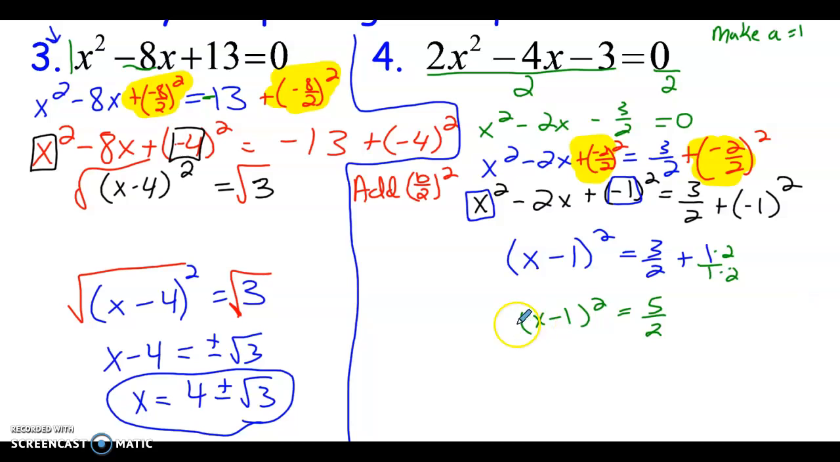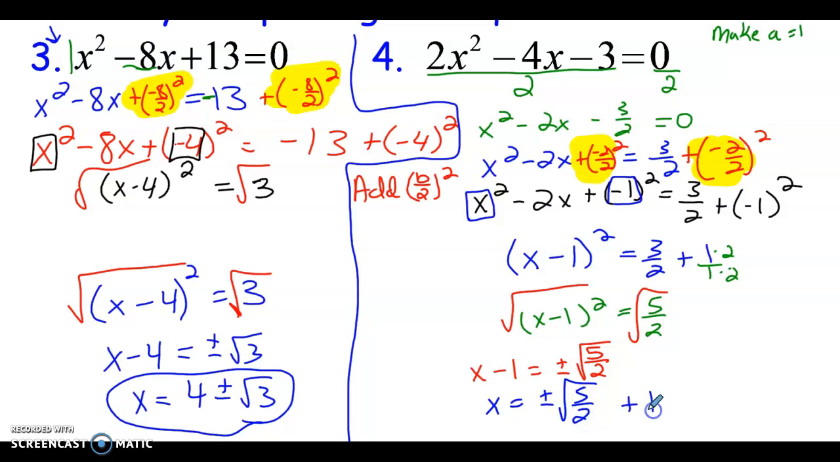Okay, and then we can take the square root to both sides. Don't forget your plus or minus. Last step is to add that 1. Now, the only thing is we don't want to leave a radical in the denominator.